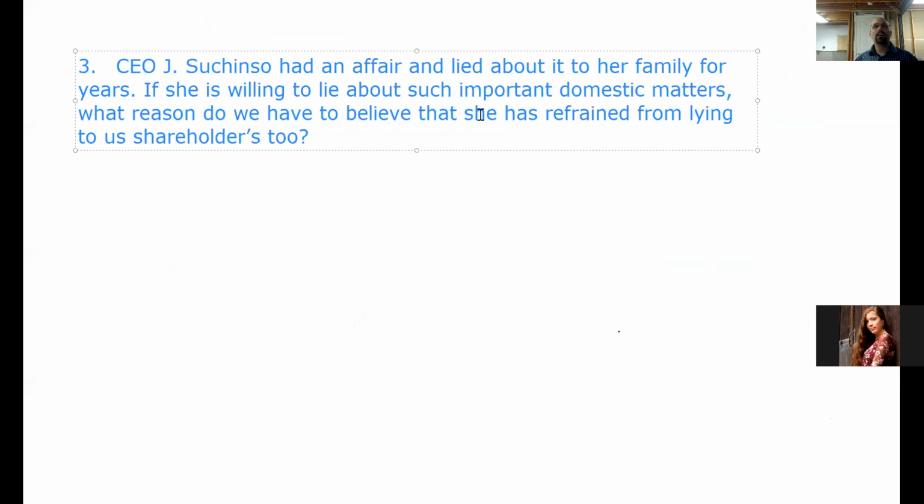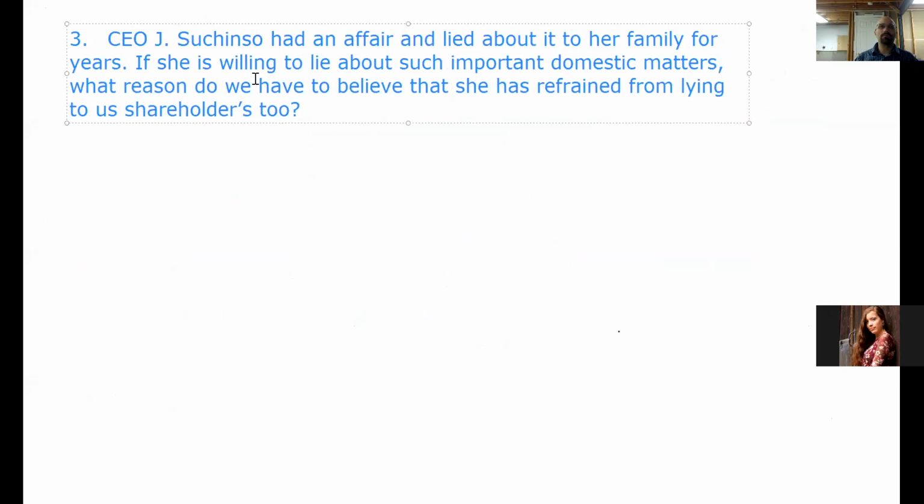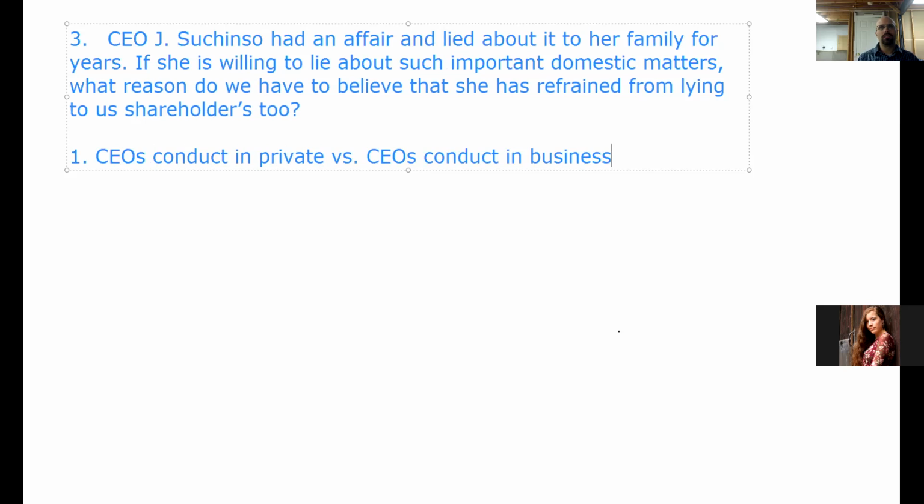So the CEO had an affair and lied about it to her family for years. So she's willing to lie about such important domestic matters. What reason do we have to believe that she refrained from lying to shareholders? All right. So first, what's being compared? The CEO's conduct in private is being compared versus her conduct in public. Those are our analogs.